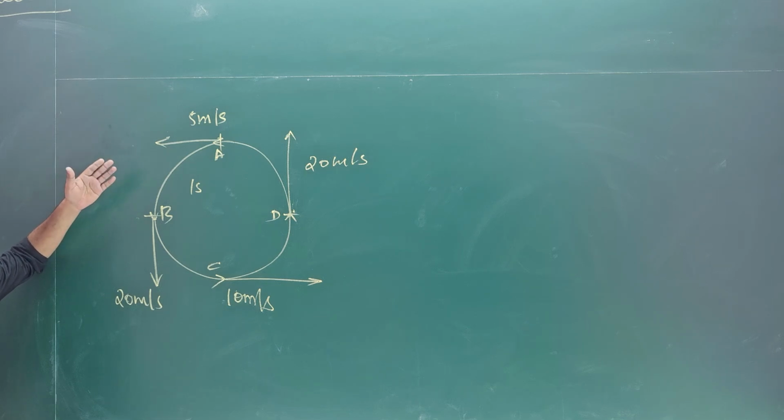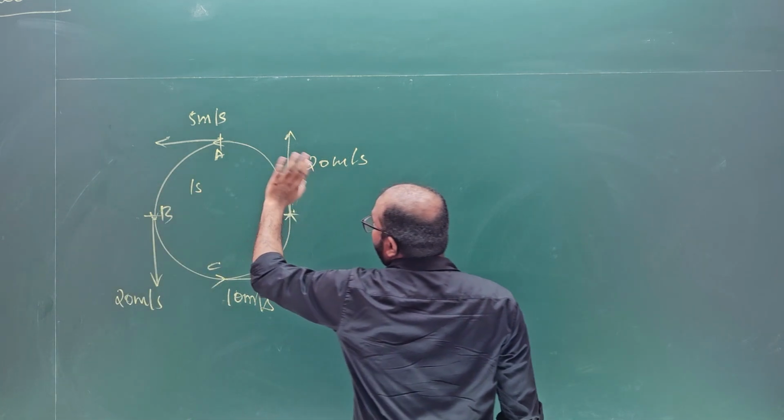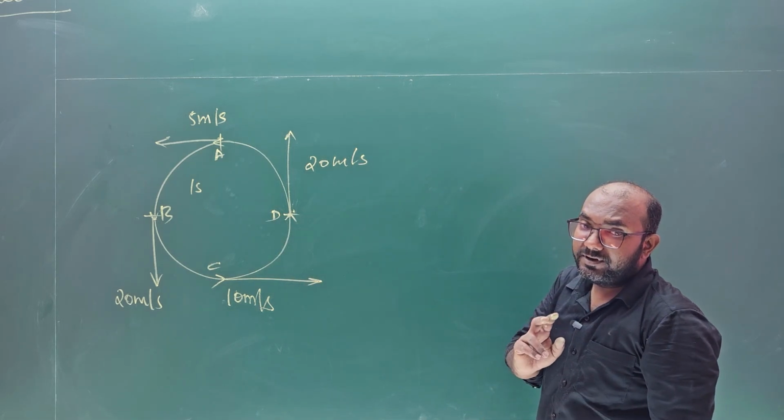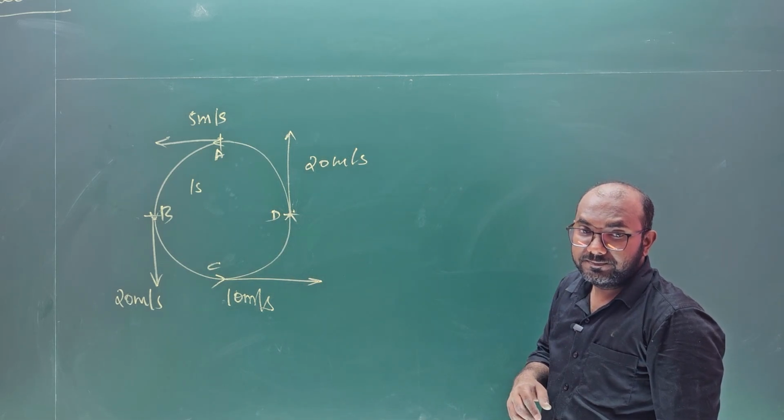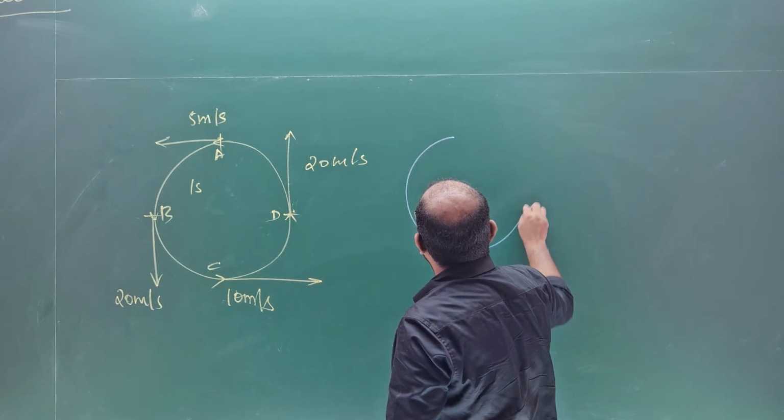Similarly, at A, the direction of velocity is here. At B, the direction of velocity is here. And at C, in that direction. Now tell me, is this a constant acceleration or a changing acceleration? Velocity is changing, and acceleration at this point, this point and this point, between every 2 points, acceleration is changing. Yes or no?